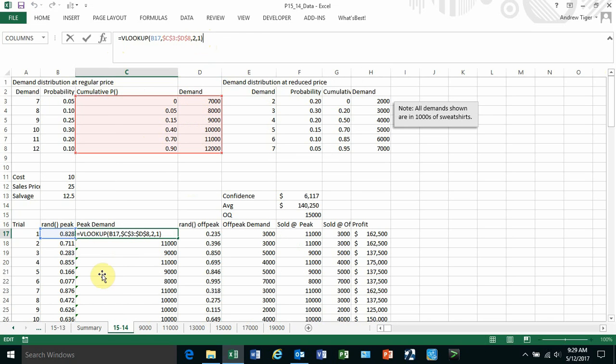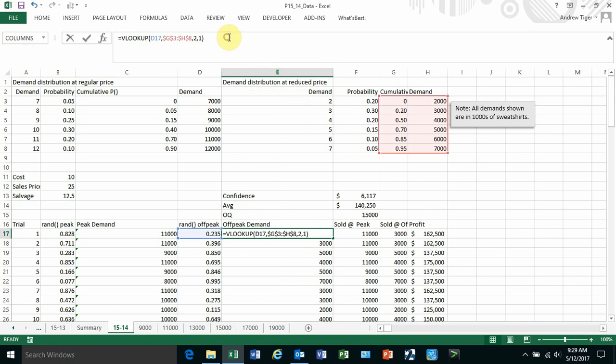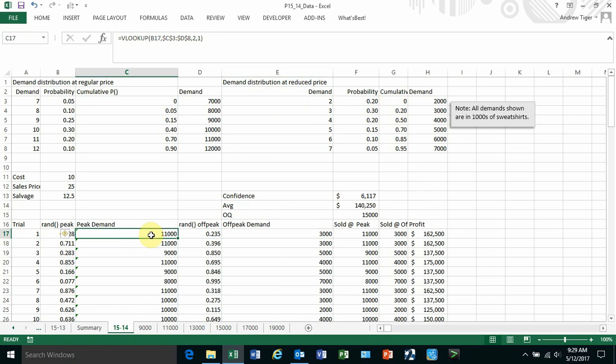And the last argument is approximate. You don't want to use 0. We're not looking for exactly that random number. That'll be rare that you find that. I also generate an off-peak demand with the same formula. Now that I know what my peak and off-peak demand are, I can determine how much I sell at peak and off-peak.